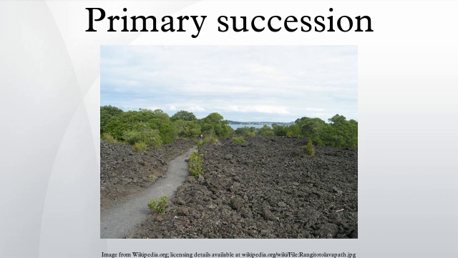the surface regolith. An example of primary succession is the island of Surtsey, which is an island formed in 1963 after a volcanic eruption from beneath the sea. Surtsey is off the south coast of Iceland and is being monitored to observe primary succession in progress.